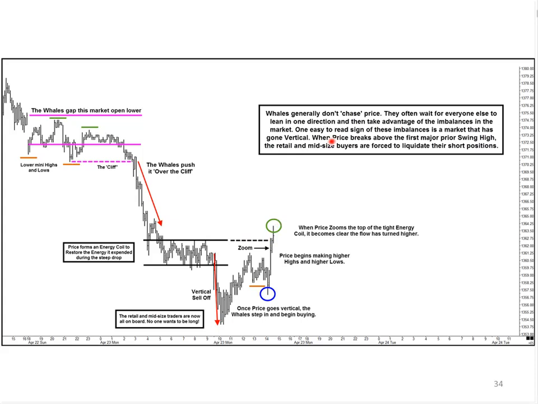Whales don't chase price. They often wait for everyone else to lean in one direction and take advantage of the imbalances in the market. One easy way to read the signs of the imbalances is a market that has gone vertical. When price breaks above the first major prior swing high, which in this case would be the coil, the retail and mid-sized buyers are forced to liquidate their short positions. They just can't take it anymore.